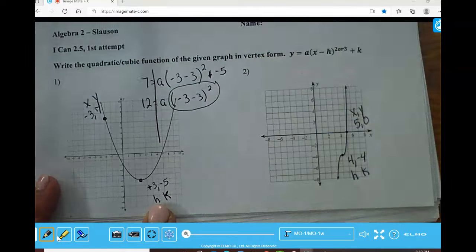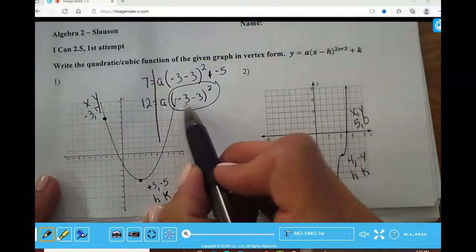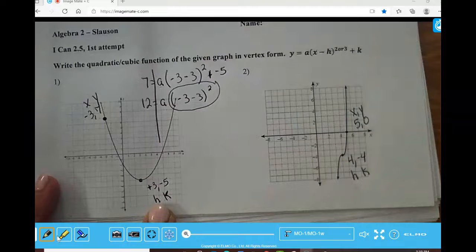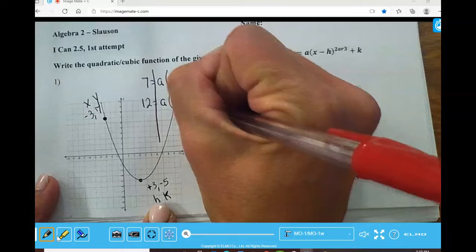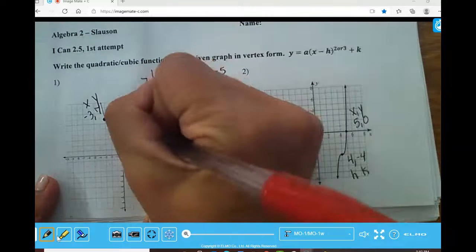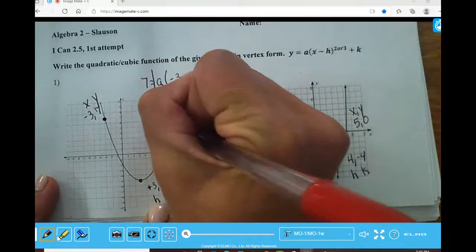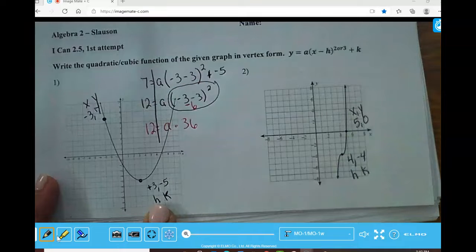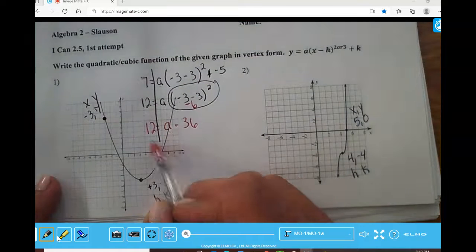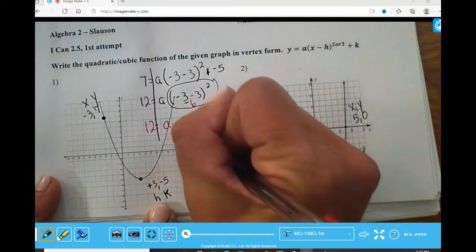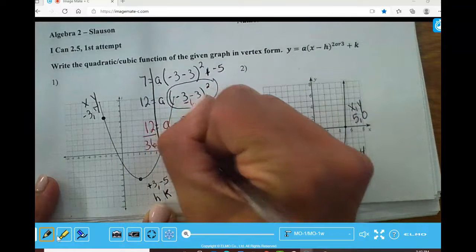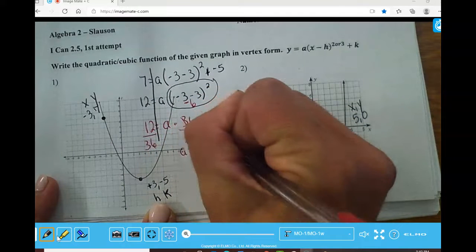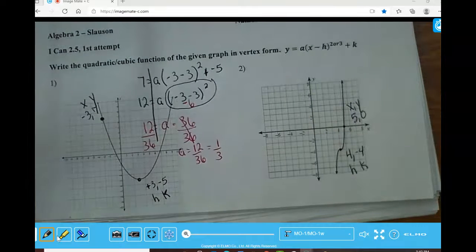So we want to get this cleaned up. I don't need to leave this as messy as it is. If I have -3 and I subtract 3, that's -6. And then you can take that -6 and square it, which gives you 36. Now to solve for a, we move the 36 over by dividing it. So a turns out to be 12 over 36. You can turn it into the decimal. You could also simplify it into its fraction, but you could also leave it as 12 over 36.